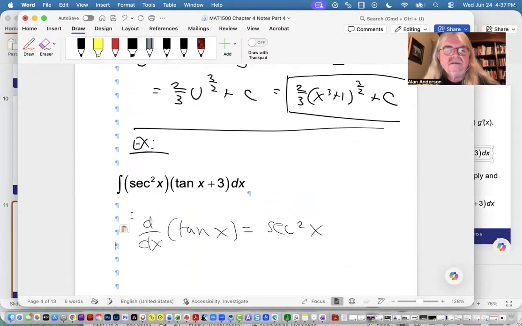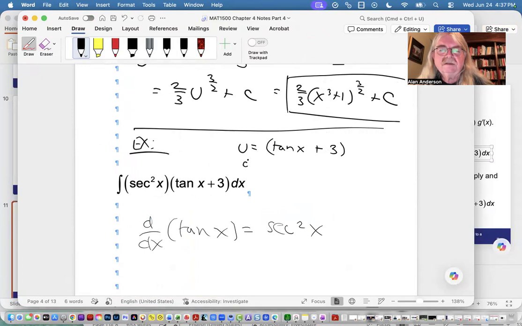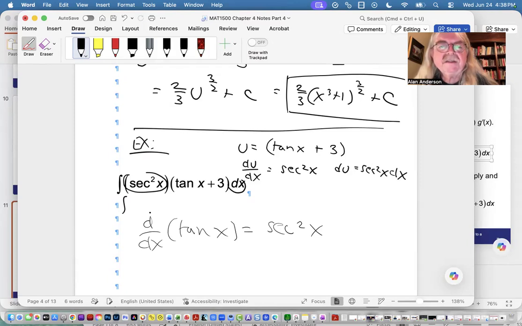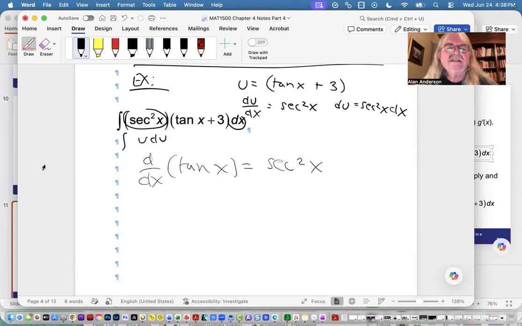let's see what happens if we allow u to be tan x plus 3. Now, of course, the derivative of a constant is zero. So we're going to have this piece plus this piece represent du. So we're going to have u du. Oh my God, it can't be that easy, can it? All right.